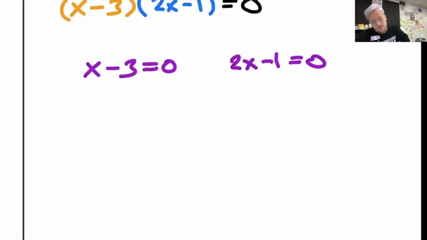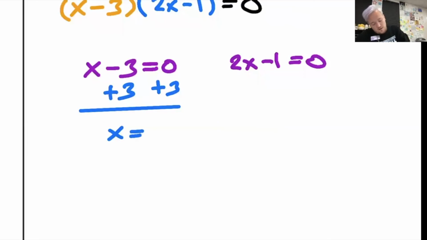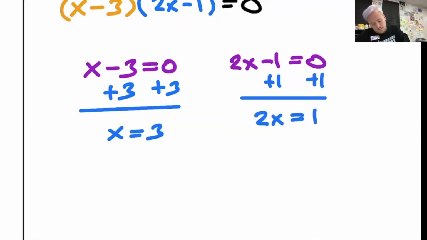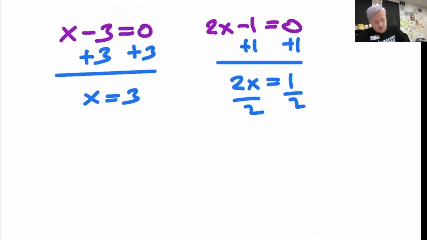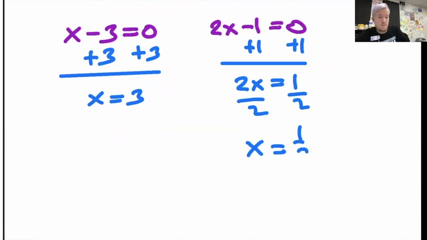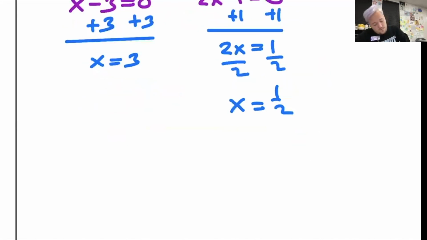All right, so here, once again, just solve it. So we're going to have x equals 3. And over here, add 1 on both sides. So you're going to have 2x equals 1, divide by 2, which means you're going to have an x value of 1/2. All right, so your solutions here are 1/2, comma 3.